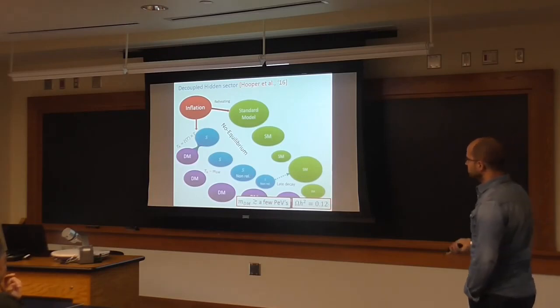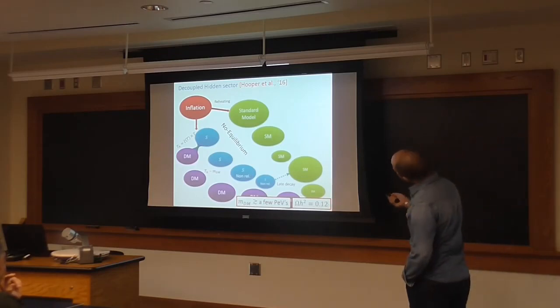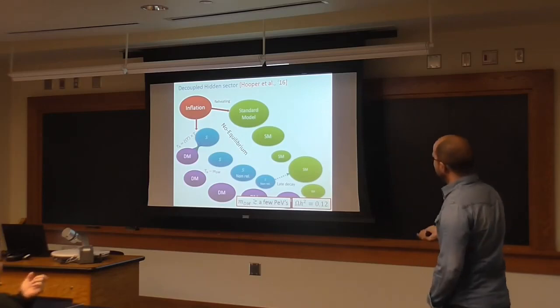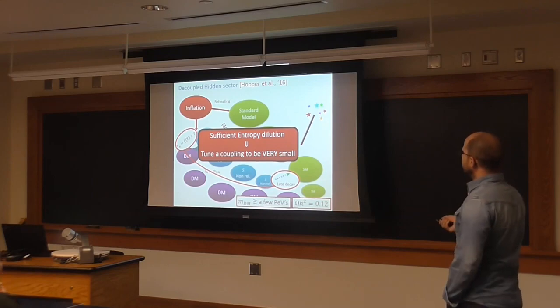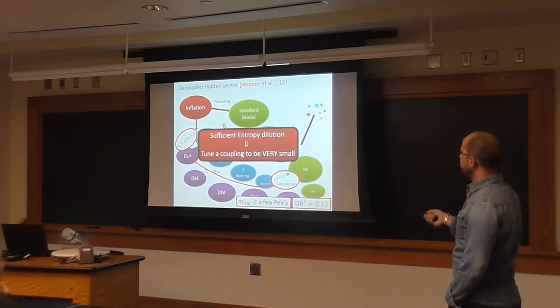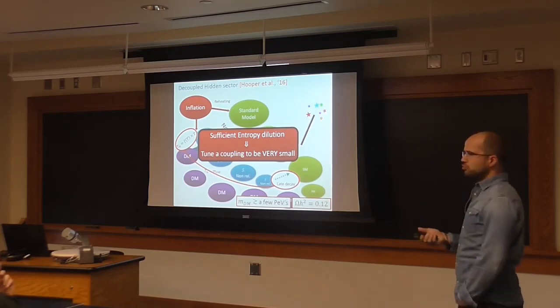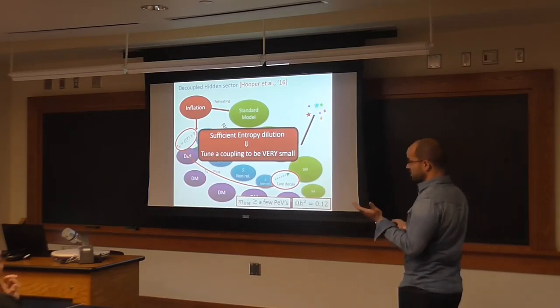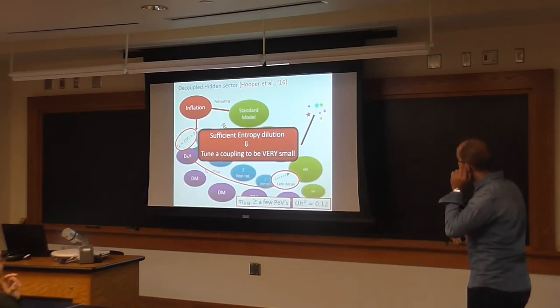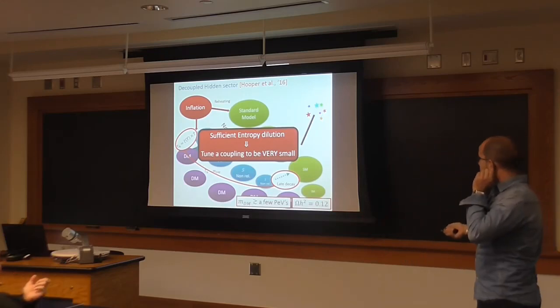But of course, one can give some criticism to that because there are two magic ingredients in the story. The first one is that you have a hidden temperature, which is different than the visible temperature. So how do you choose your initial conditions? Because you can take them to be the same, or you can just take a ratio. Who knows? So this is a free parameter of the model.